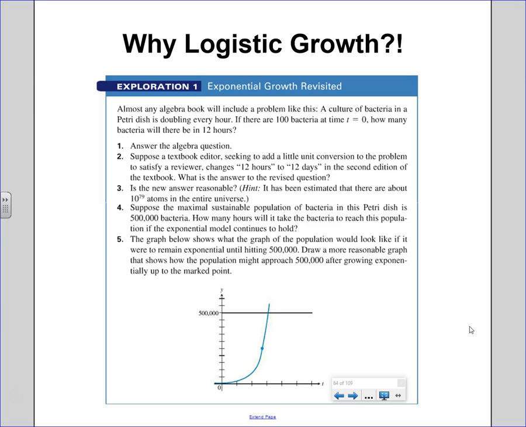Almost any algebra book will include a problem like this. Algebra meaning probably like algebra 2, maybe more like pre-calc. A culture of bacteria in a petri dish is doubling every hour. If there are 100 bacteria at time t equals 0, how many bacteria will there be in 12 hours? C is the number of bacteria you start with, and you're solving for y. And you should be able to find P of K since you're given that.